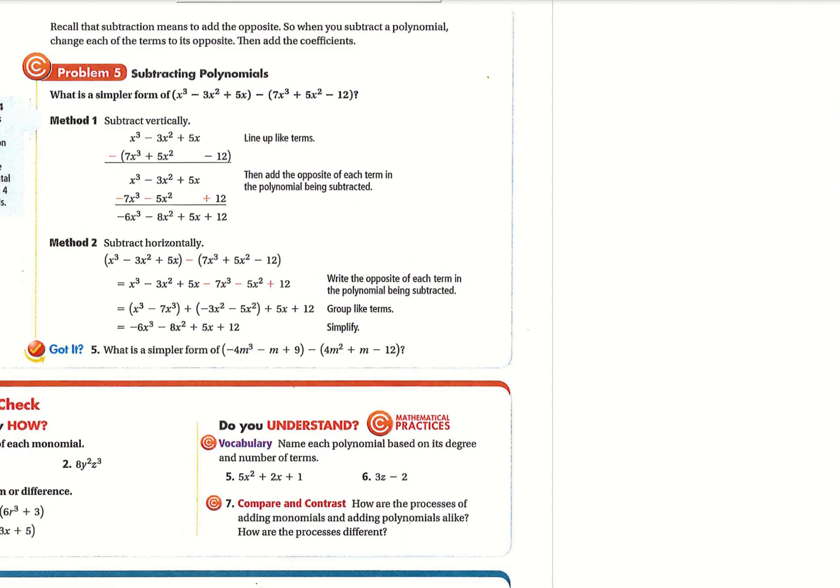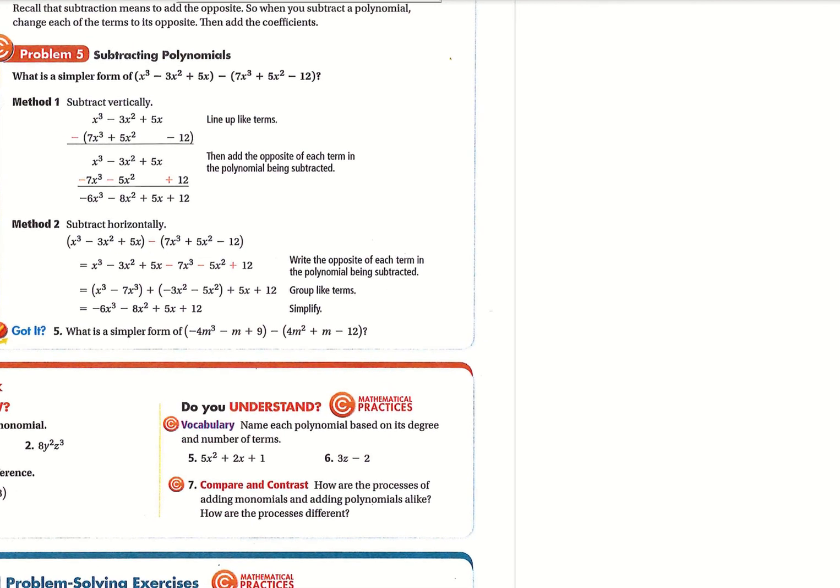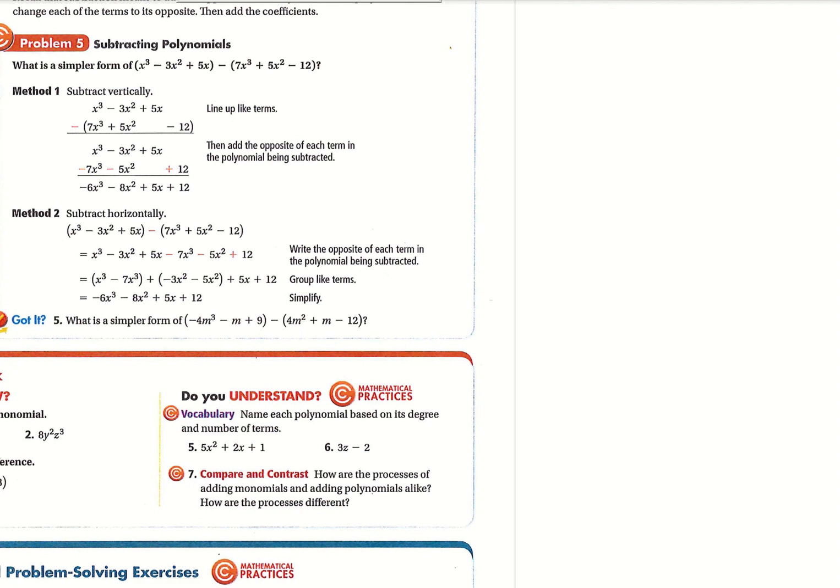All right, so subtracting polynomials here on problem 5. I kind of like this one just because we've got some things that don't go perfectly together. And you'll see what I mean as far as talking about like terms and things. So this is kind of a cool example to see just because we get our first look at this. All right, so you can look at method 1 if you want, or you can look at method 2. It doesn't matter to me. I'm just going to write it all out, and then we'll kind of go from there.